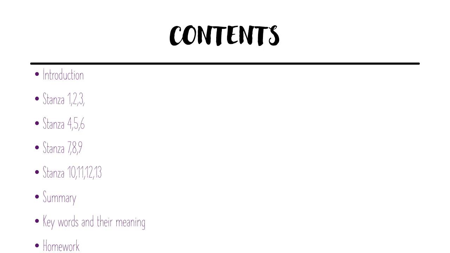Moving to the next slide, I will be explaining you stanza 1, 2 and 3, followed by stanza 4, 5 and 6, then stanza 7, 8, 9, followed by stanza 10, 11, 12 and 13. Then I've given you the summary of the poem, what the poem is all about and what the poet is trying to convey to us. Then I have the keywords and their meaning. There are a bit fewer keywords as it's a poem, and of course followed by a homework. It's mandatory for everyone to do the homework. Let's quickly get into the poem and start with the introduction.